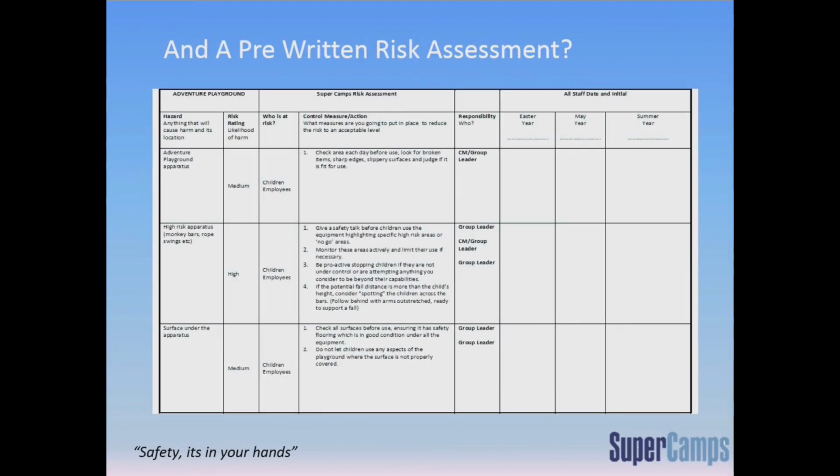A pre-written risk assessment looks similar to this, and all you need to do as camp staff on the camp induction day is, for each column on the right hand side, fill in which season you're attending at that camp, and initial and date it, much like this.